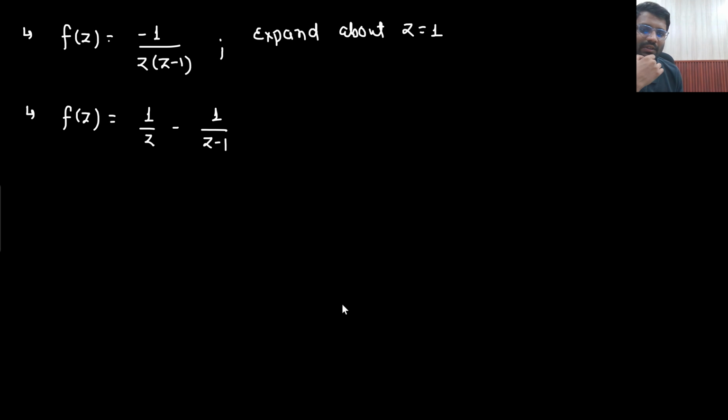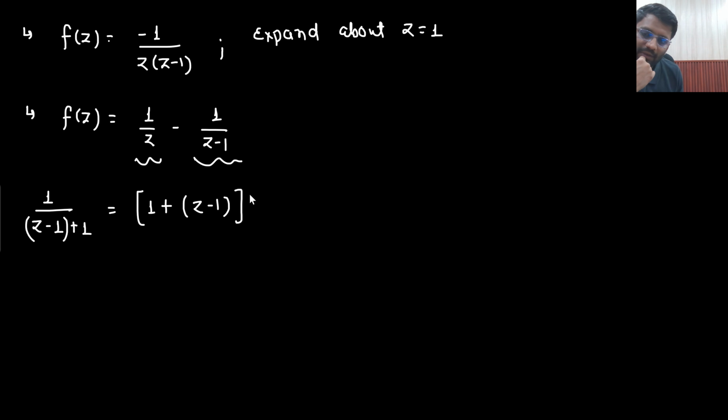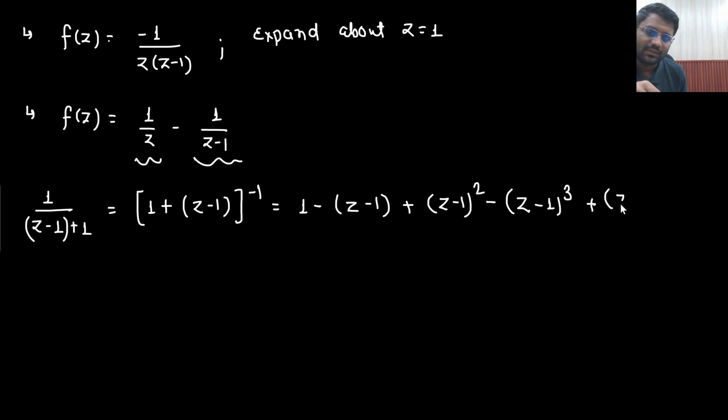Z minus 1 minus z, or that would be minus 1. So minus 1 upon z into z minus 1. Yes, this is how you can separate them. So sir, this expansion I already know. But what about this one, 1 by z? Sir, this 1 by z should be written as, say yes or no? Because I need to expand about z equals to 1, no? So I can write it as 1 plus z minus 1 to the power minus 1. So what will you be getting? 1 minus z minus 1 plus z minus 1 whole square, minus plus minus rule it will follow, no? Minus z minus 1 whole cube plus z minus 1 to the power 4 and so on.